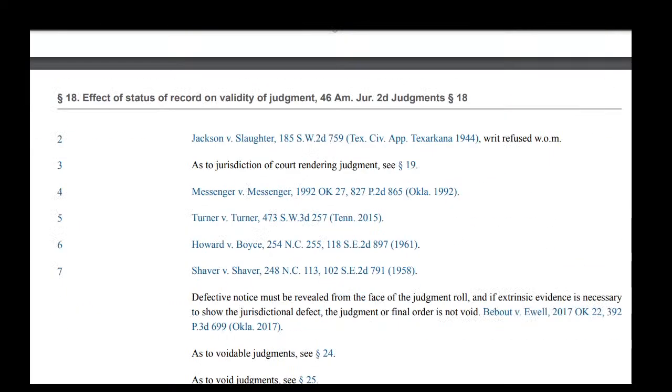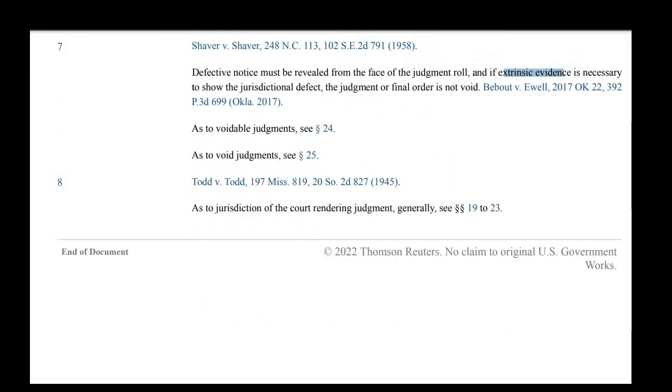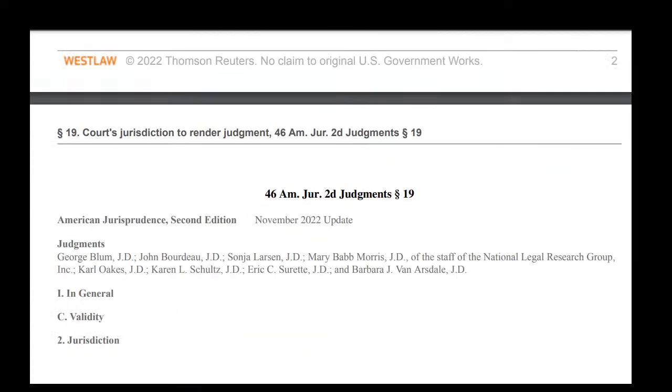So interesting stuff here. Defective notice must be revealed from the face of the judgment roll. And if extrinsic evidence is necessary to show the jurisdictional defect, the judgment or final order is not void. So we can't have extrinsic evidence. It has to be prima facie, on its face. All right.